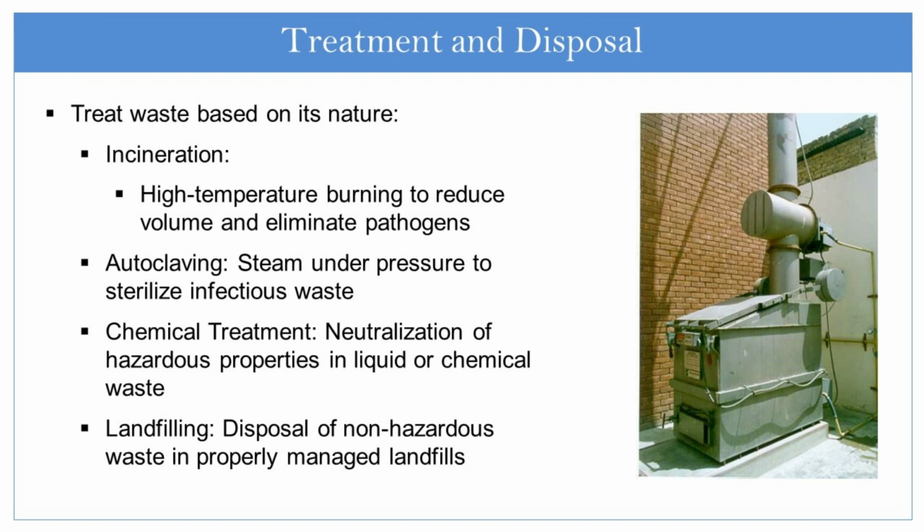So always treat the waste based on its nature. For incineration, you use the high temperature to reduce the volume and eliminate pathogens, and usually that temperature is from 900 to 1200 degrees centigrade in a double chamber incinerator. For autoclaving, steam under pressure is used to sterilize the infectious waste. If the incinerator is not available or not allowed in a vicinity, or you have problems with controlling the gases coming out of the incinerator, you don't want to use the incineration, so you must use the autoclaving.